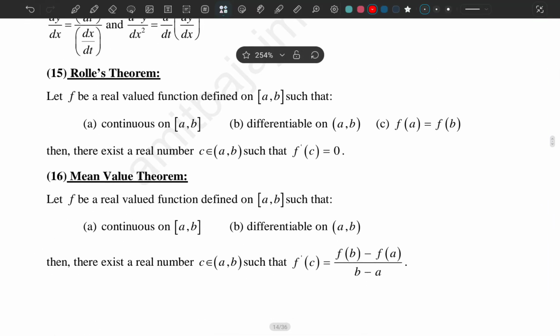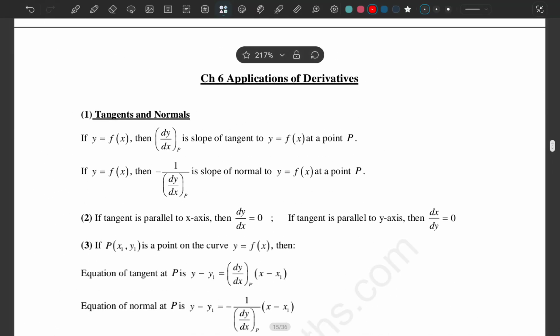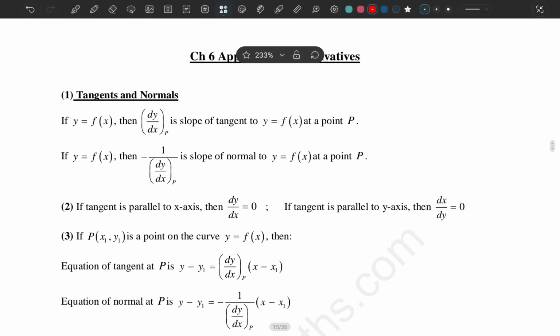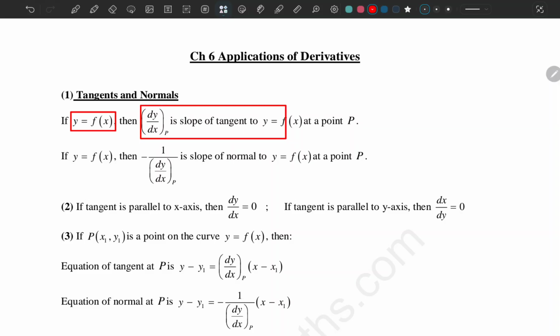Okay, and yeah, we are good to go with this chapter even. And now we are heading towards the next chapter, that is applications of derivative. So y equals f of x, then dy by dx is the slope of the tangent to y equals f of x at point P. What dy by dx basically says is that it's the slope of the tangent at that point, right? So that is what it basically says.